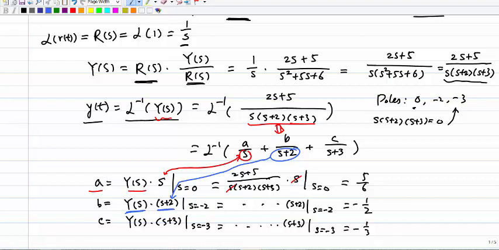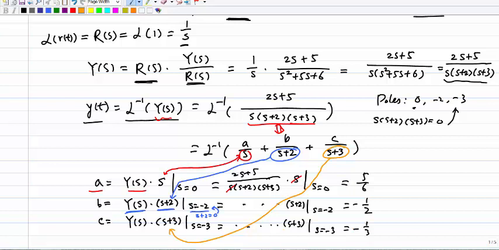And then you evaluate at s equal to negative 2, which means s plus 2 is set to be 0, so s is negative 2. So on and so forth, you do the calculation, which will give us negative 1 half. C, you do the same thing, you put it over here, so what you do is you multiply this one by s plus 3, and evaluate at s being negative 3. So after doing the calculation, we have C is negative 1/3.